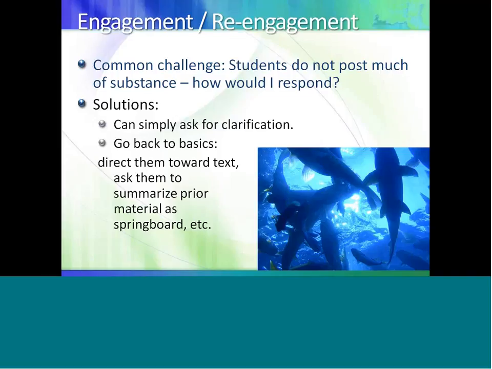And again, as I just mentioned, you could simply ask for a clarification, and it's always okay, and a lot of times it's appropriate, to go back to the basics. Sometimes I've experienced this myself personally. I walk into a classroom and I imagine that my students have all done the reading, and perhaps that's not really the case. And so sometimes it's just reminding them to reread certain things, or can you offer us a couple of quotes from the text that would support your point? Or where in the story did you see that happen? Or whatever the case may be. So you can always direct them back toward the text or the e-text. And you might ask them to summarize what they've learned in the past as a springboard.